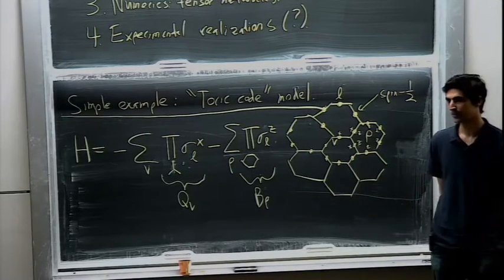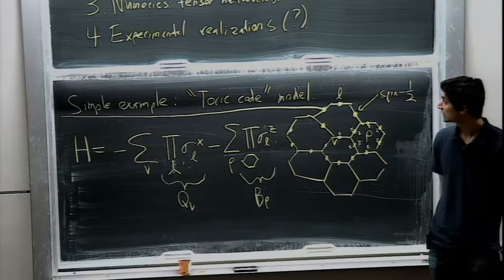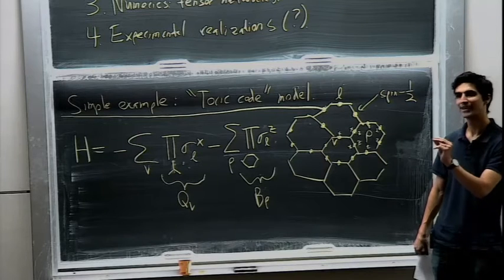Probably what you're noting is that the Q_v and B_p share two operators. Yeah, but that's true for any lattice, basically.